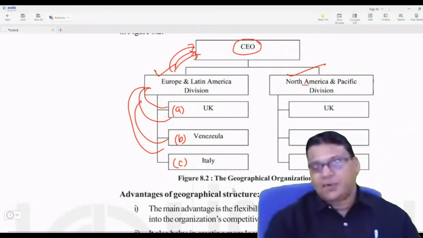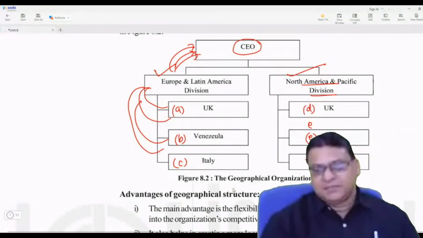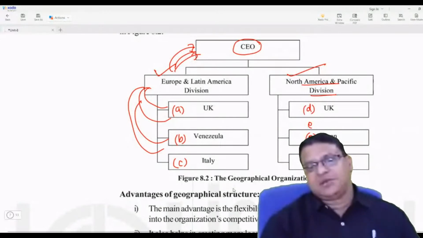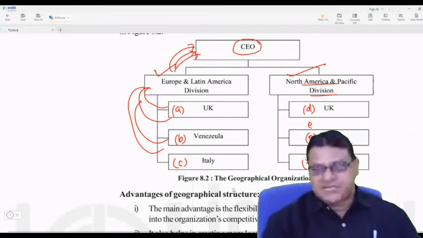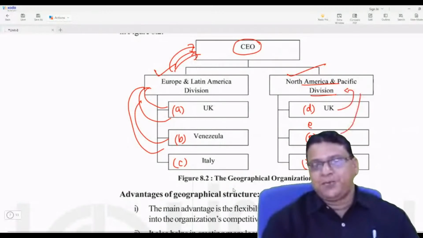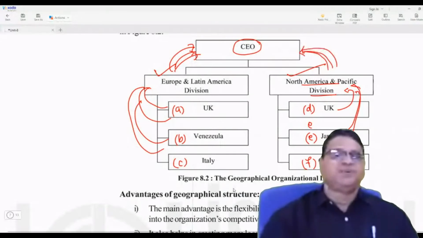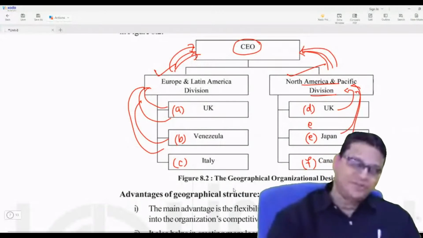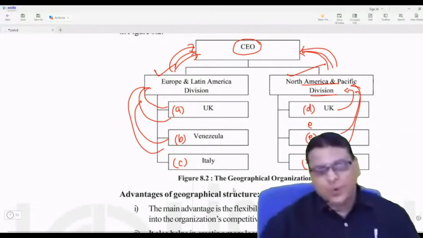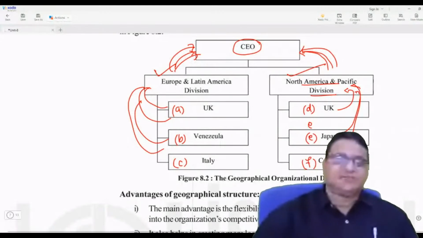Similarly, in the case of North America Pacific division, there are three subsidiaries: UK, Japan, Canada. The UK business reports to the North America Pacific division. Japan reports to the North America Pacific division. The Canadian subsidiary reports to them, and this North America Pacific division head will report to the CEO. And this form of division is known as Global Geographic Division.